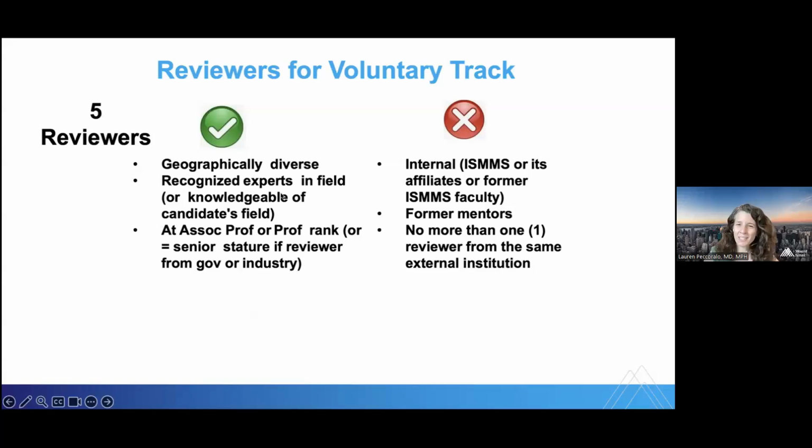Okay, so now I'm going to talk about reviewers. I'm going to try to get through this part quickly so we can get to the CV. So for the voluntary track, you only need 5 reviewers, and on the left-hand side are what they need to be. So geographically diverse, they should be experts in the field or knowledgeable about your field, and they have to be at least at the associate professor or the professor rank. They cannot be internal, they cannot be former mentors, and no more than 1 reviewer from the same external institution.